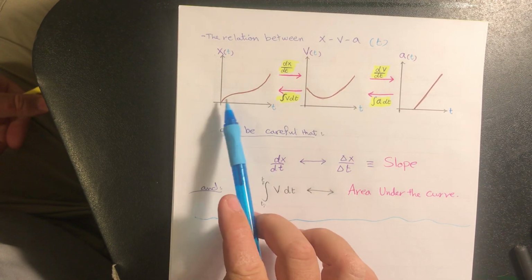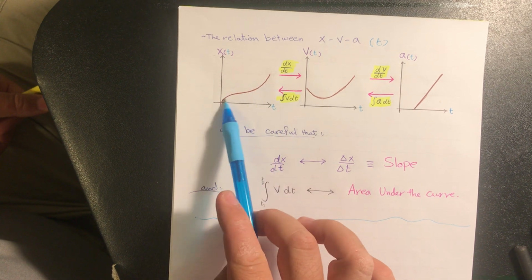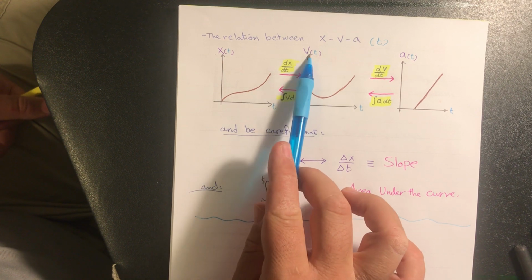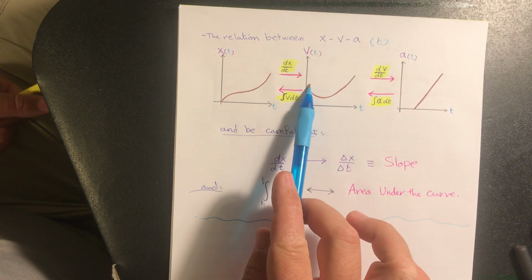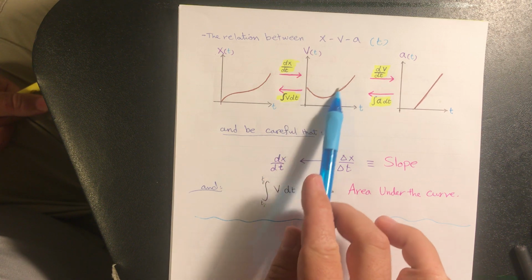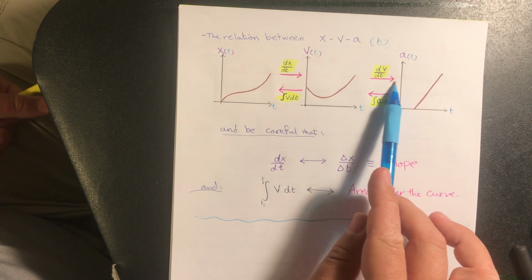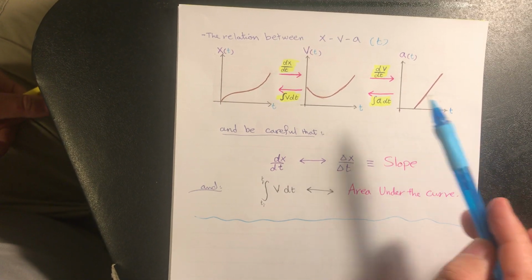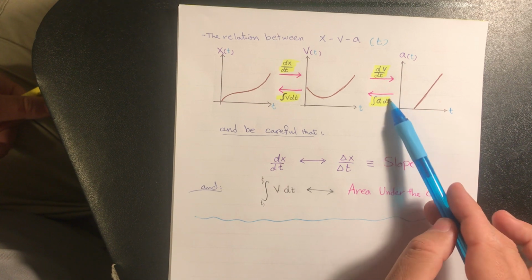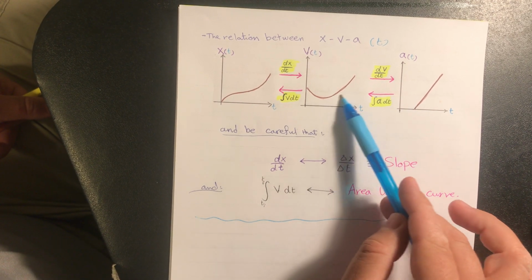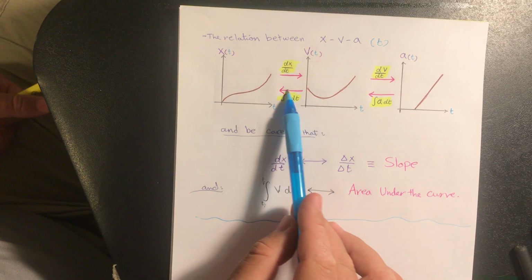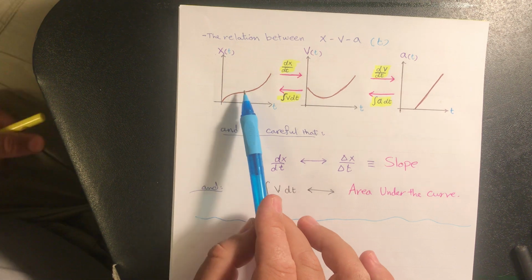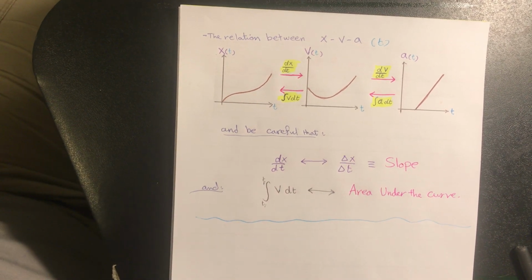For example, if we have this function in x, and we derive it with respect to t, it will give us the function of velocity, or the speed, with respect to time. If we derive it again, it will give us the function of acceleration with respect to time. If we integrate that acceleration, it will give us the speed. If we integrate the function of speed, as here, it will give us the position function with respect to t.